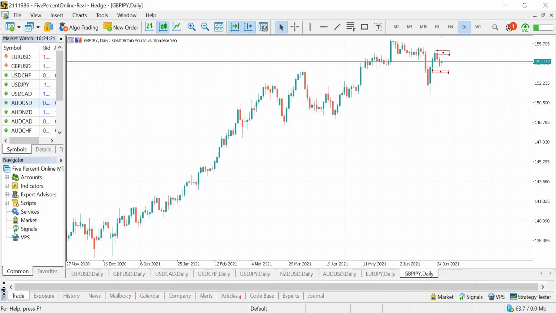Steve, New Zealand dollar long-term short, and pound yen, pound dollar as well, long-term short. Just structurally, that might fail. We spoke about it, but I'm more inclined to the short side on both.